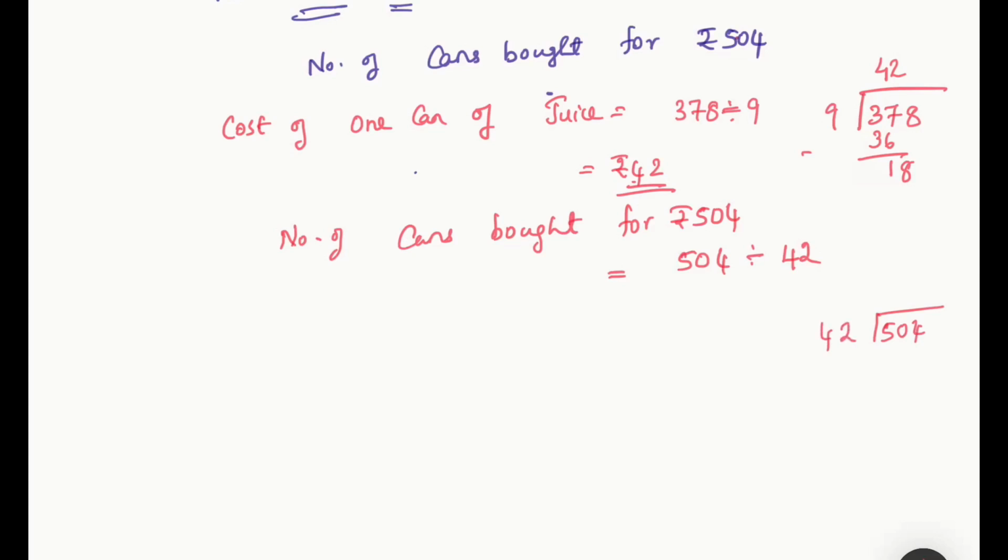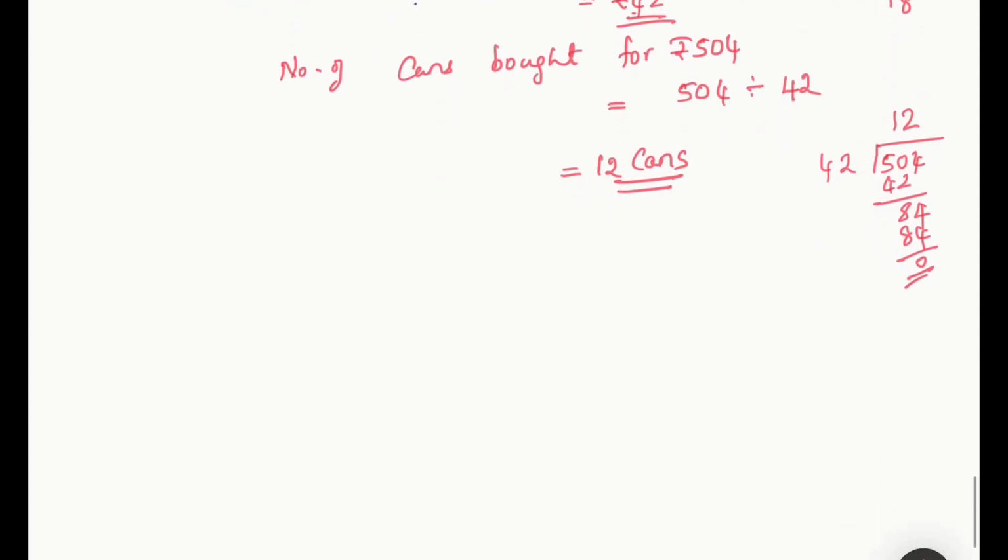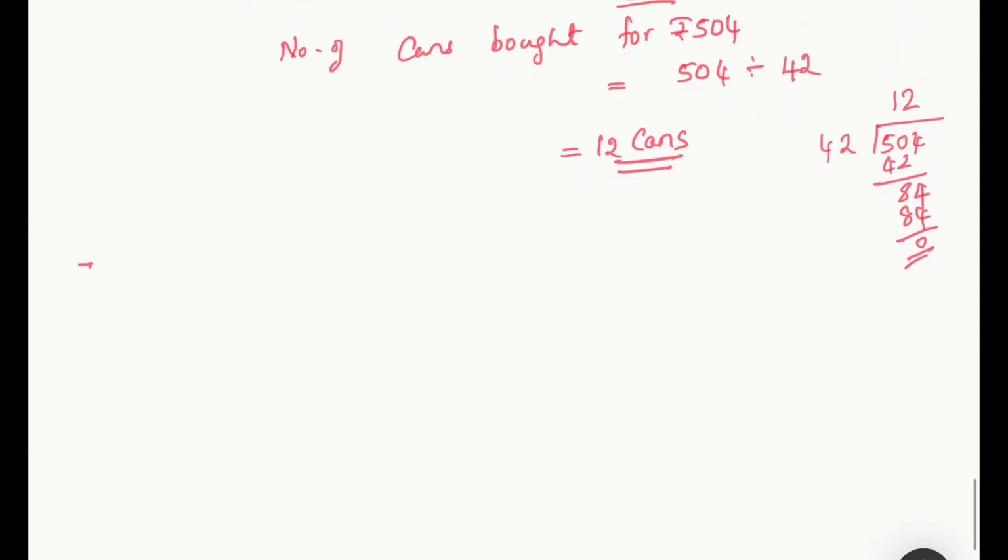504 divided by 42. 42 ones are 42, 8, 84. 42 into 2 is 84, 0. So how many cans can be bought for rupees 504? It is 12 cans. So if you have 504 rupees with you, you can buy 12 cans. Hope it's clear to you all. Now coming to the next question.